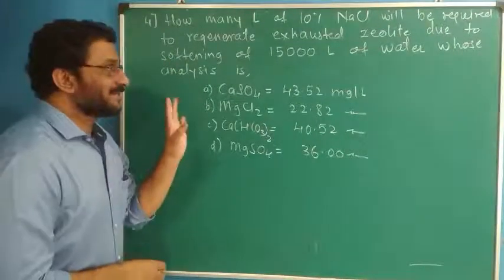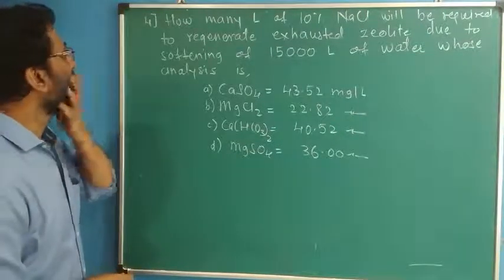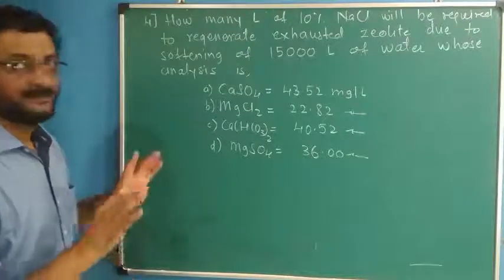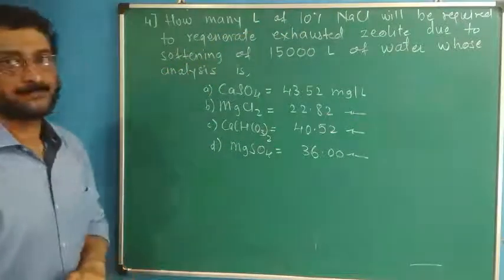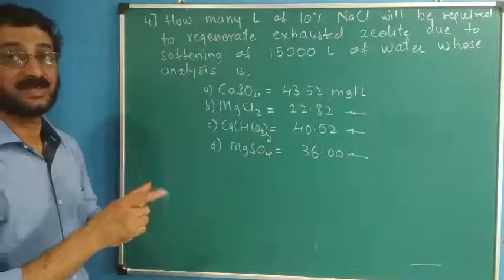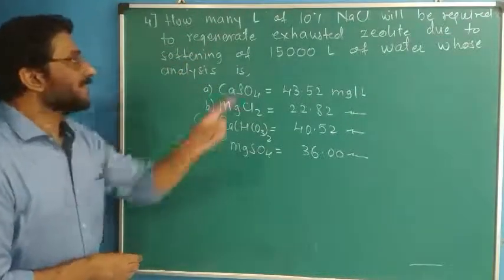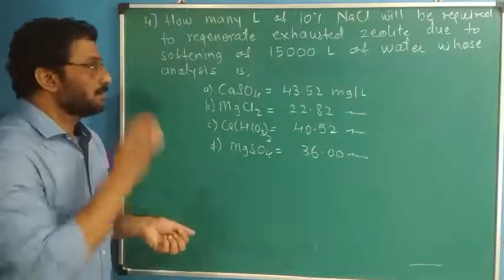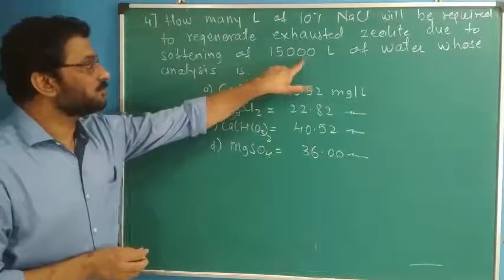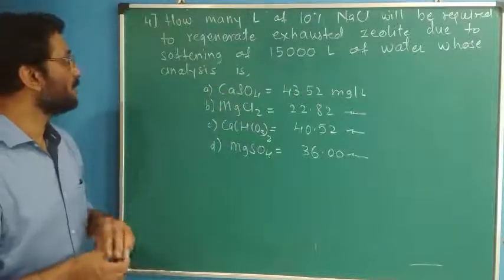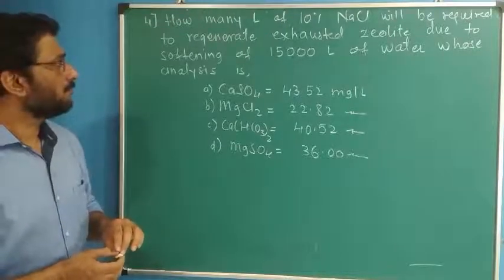This is the fourth and last case we'll see on this method. Read the numerical carefully. How many liters of 10% NaCl? Again the same part is asked. 10% NaCl will be required to regenerate exhausted zeolite due to softening of 15000 liters of water, whose analysis is given. Means volume is given.